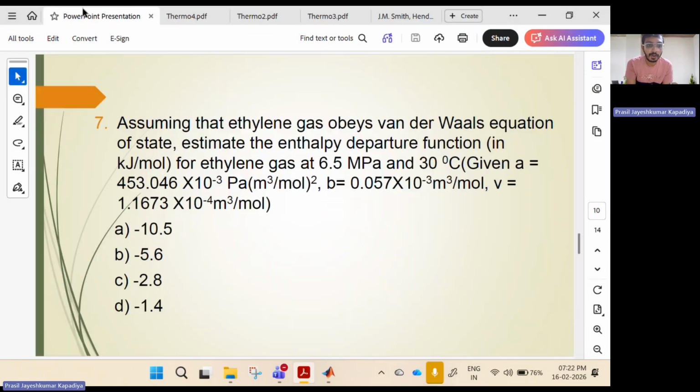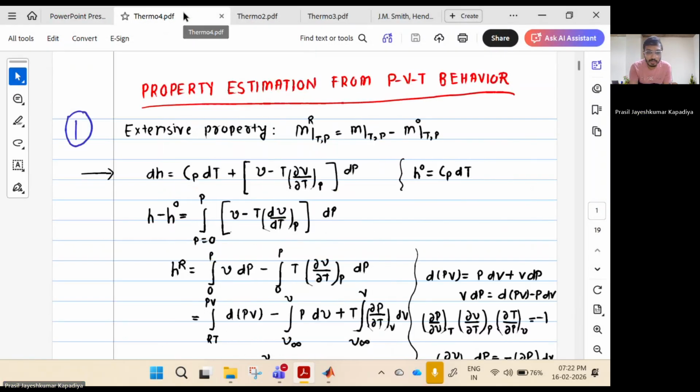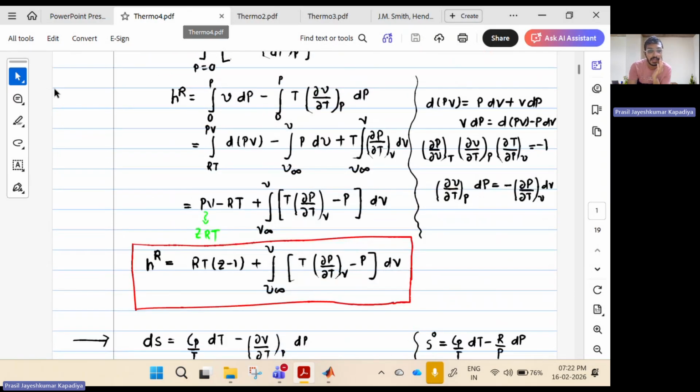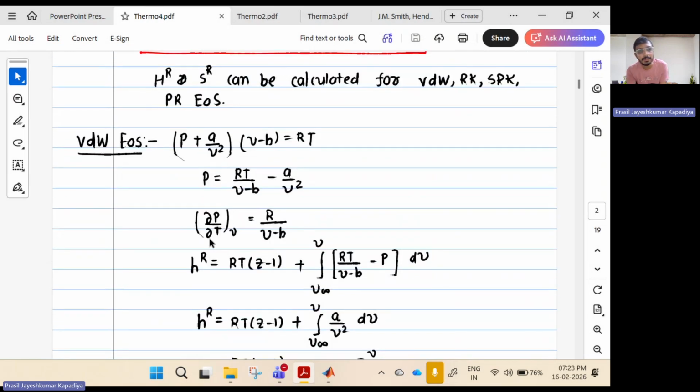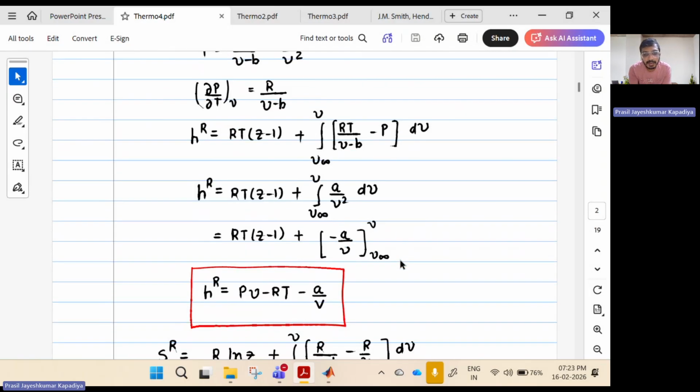We are already told that this is the van der Waals equation of state. So how did we derive it for the van der Waals equation of state? We had the equation HR equal to PV minus RT plus the integral from V infinite to V of T del P del T at constant V minus P dV. Now for the van der Waals equation of state, del P del T at constant volume will be equal to R by V minus b. If I replace this in the equation, I get that my residual enthalpy is PV minus RT minus a divided by V. So I just need to put down the values.